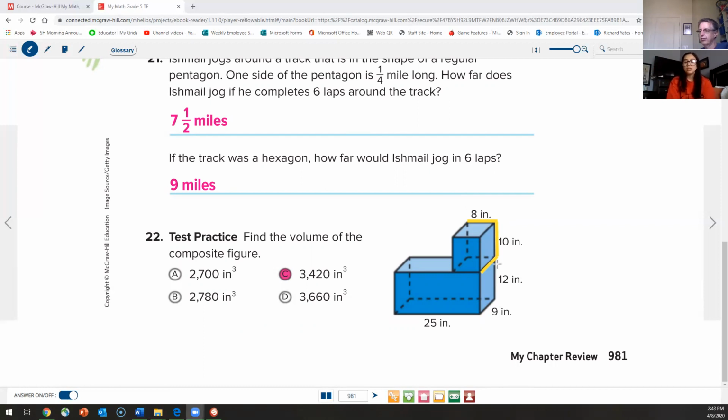So if you did that, then after you added both of those volumes together, using the formula length times width times height on each one, you guys should have gotten 3,421 inches cubed. Now make sure you have that inches cubed at the end. And make sure you are using an answer sentence on this one. You should have written something similar to the volume of the composite figure is, and then write your 3,420 inches cubed right there. So yes, that concludes number 22.